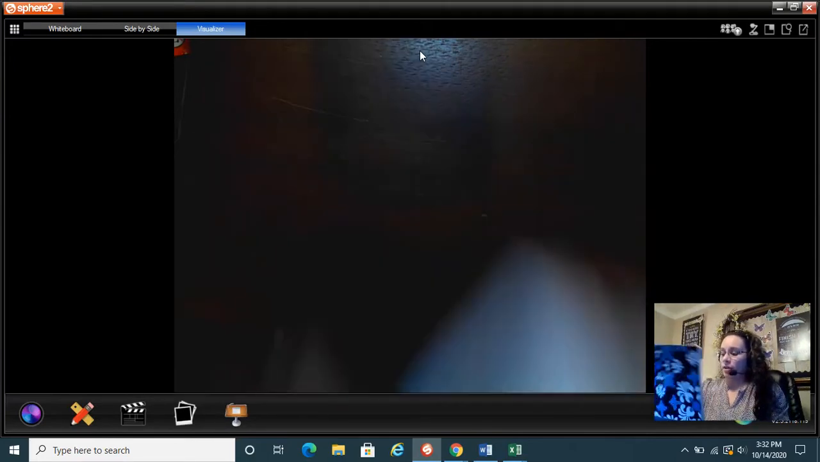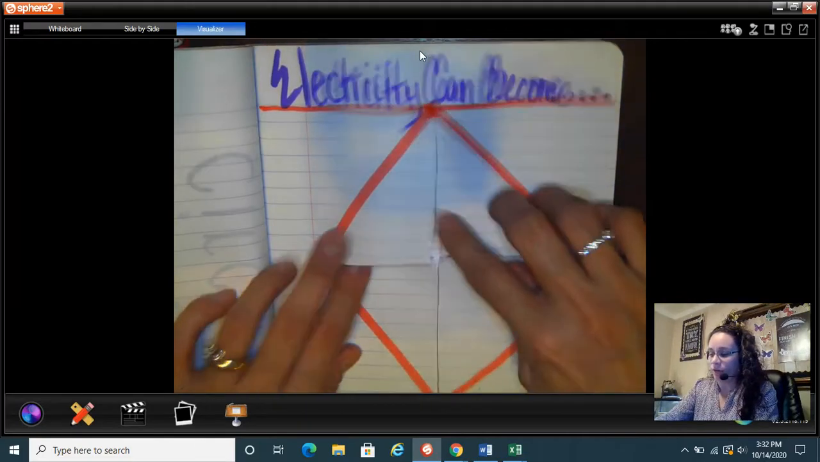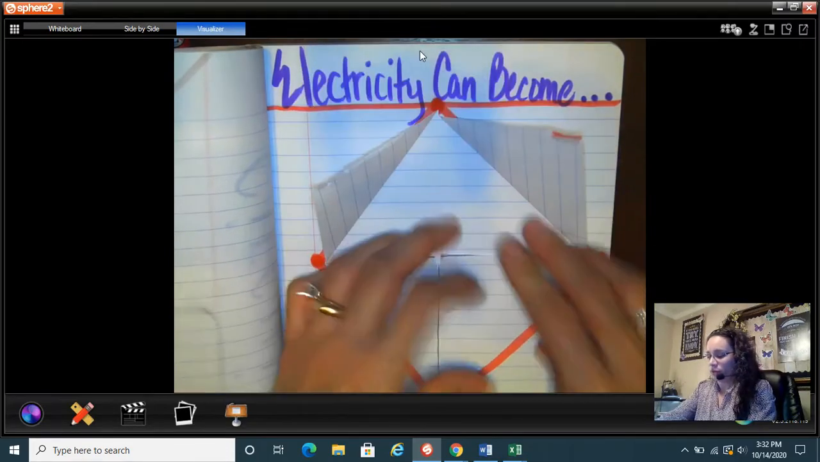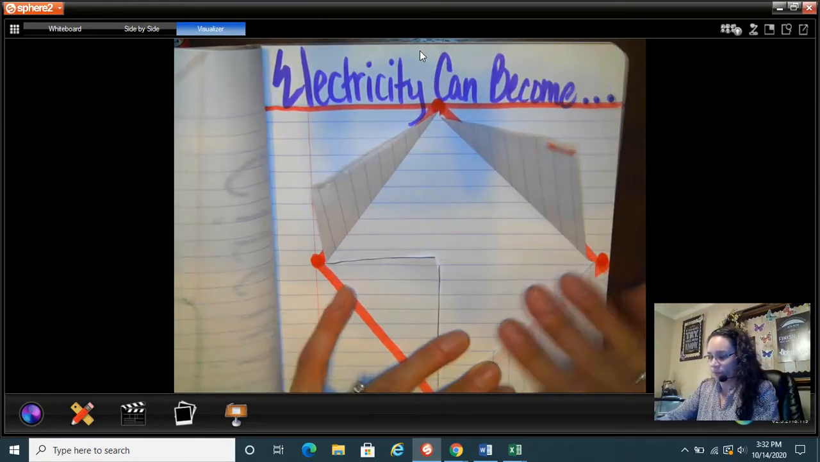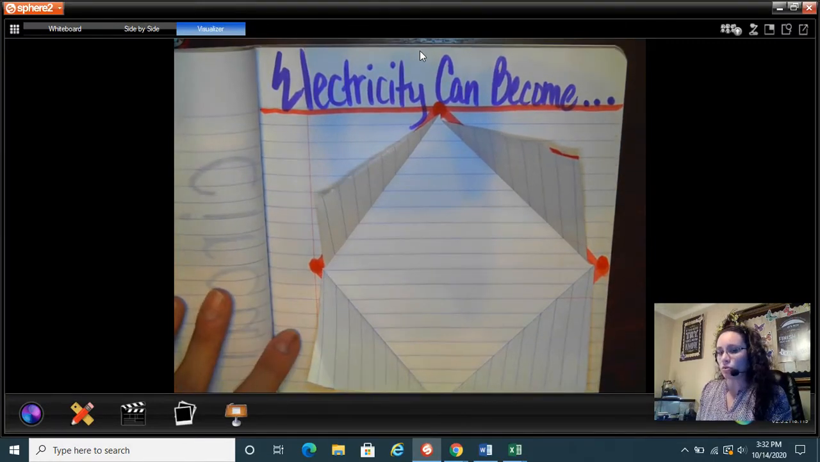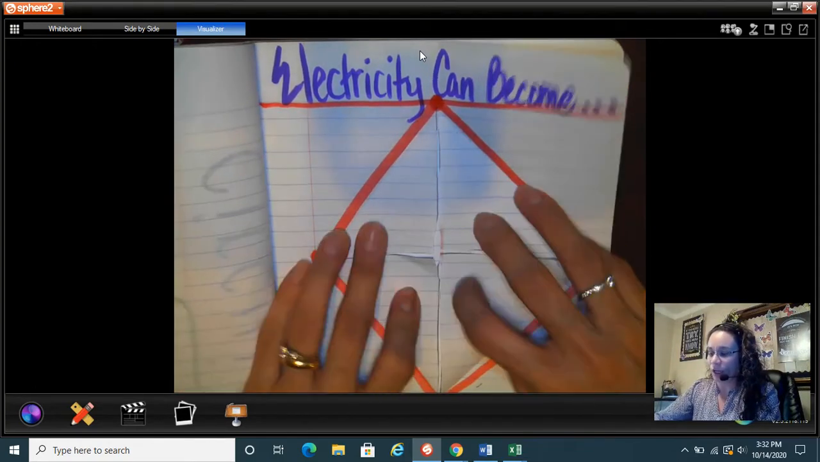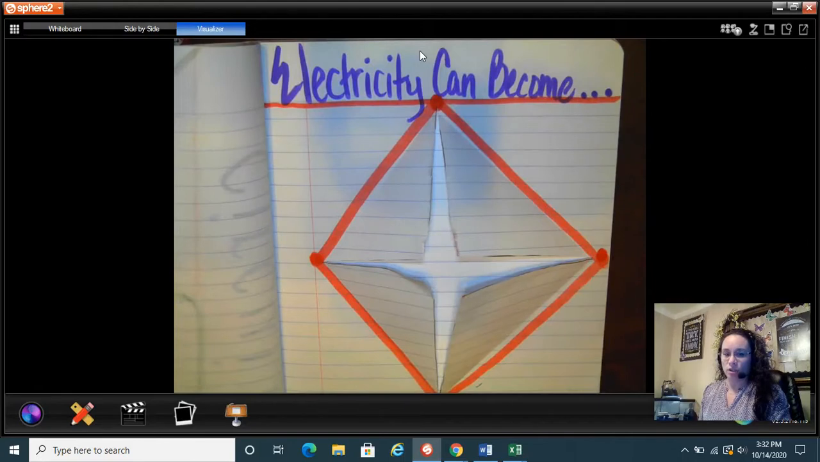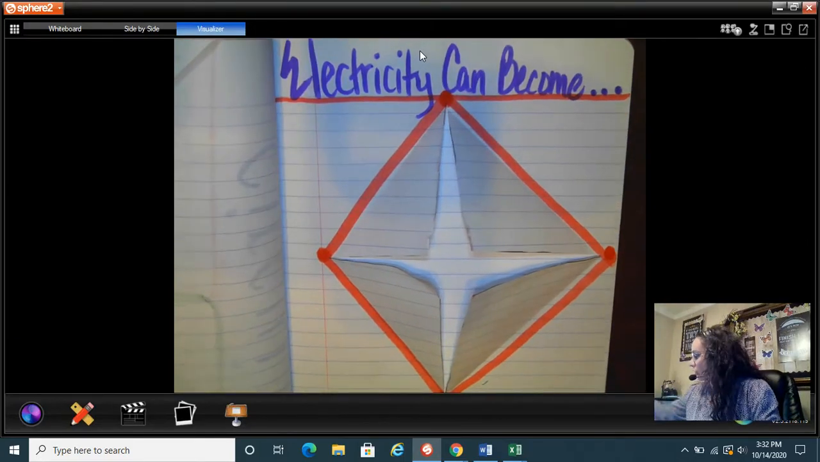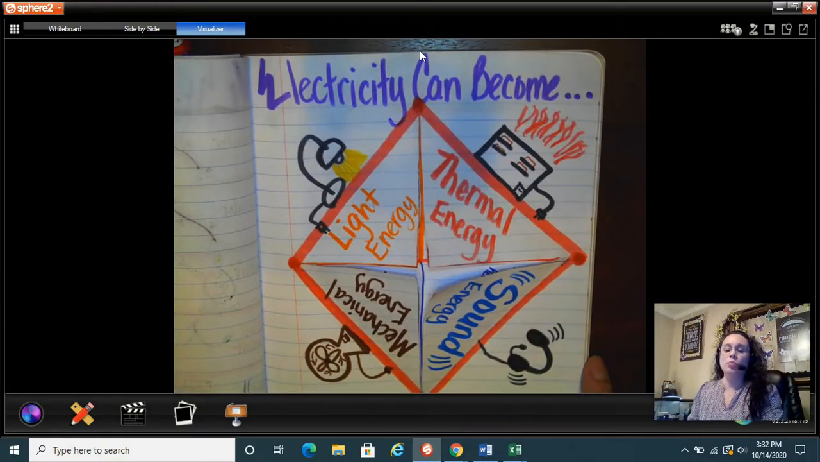So now I have my doors. So I have door 1, door 2, door 3, and door 4. Okay, so every door is its own energy. Okay, every door is its own energy, and that's how I got this foldable. So let me show you the finished product. So here is what it looks like.